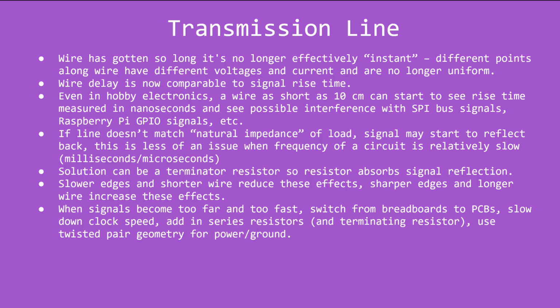One solution is to add a thing known as a terminating or terminator resistor, so that the resistor absorbs the signal reflection. You'll see this a lot in real life, actually, without realizing it. Slower edges and shorter wires reduce these effects. Sharper edges and longer wires make them worse. There's also a point where you really want to switch to a PCB as the best solution to not only this, but all the other issues with wires because of the problems inherent with breadboards. But there are some other solutions. You can slow down the clock, add in some series resistors, a terminating resistor, or maybe something like a twisted pair geometry with power and ground wires.